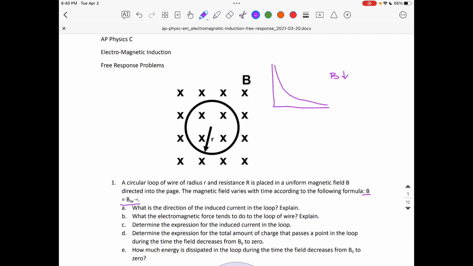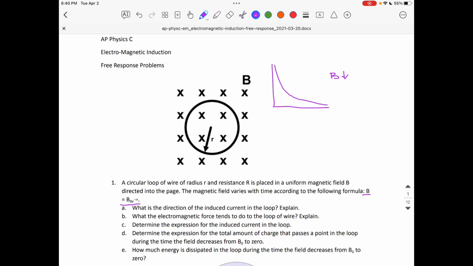Now, we develop an induced current when there's a changing magnetic field, and the induced current will always oppose the change. And since the magnetic field is decreasing, it'll want to create a magnetic field that will go into the page so that it counteracts that change.